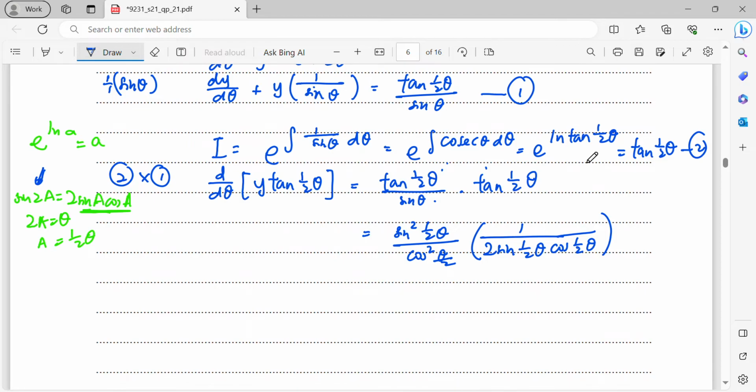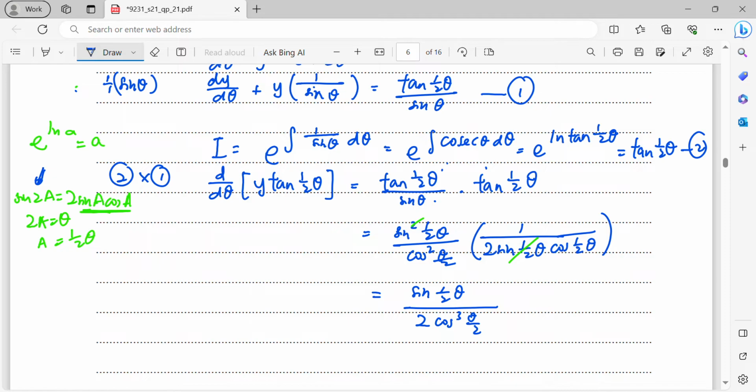Now from here I will simplify. So sine half theta cancels to the power 1. Then I will be getting sine half theta over 2 cos cubed half theta.